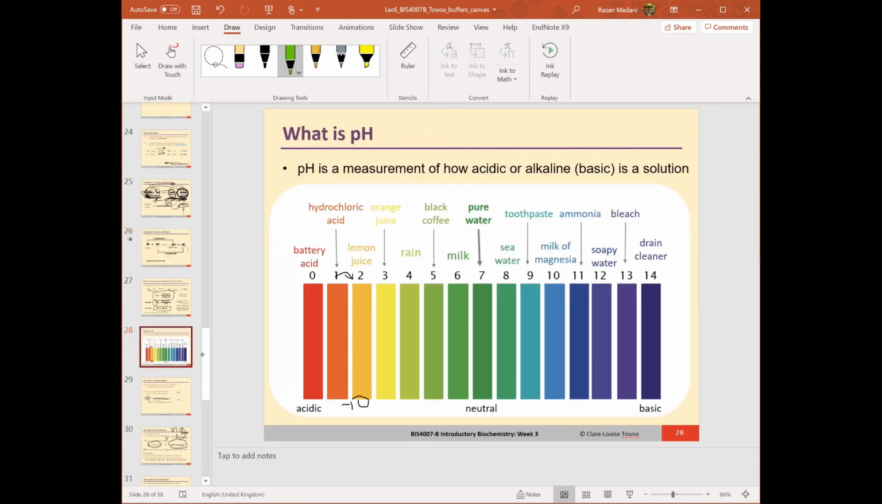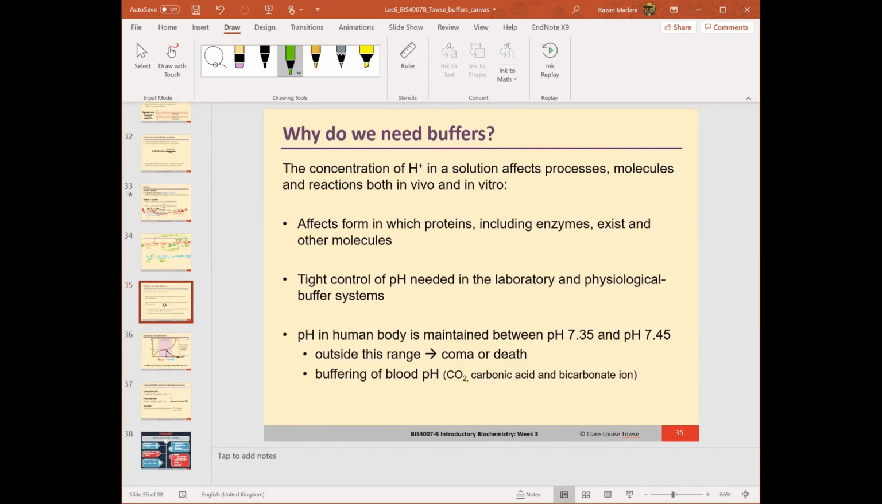Where are we now? The concentration of H plus in solution affects processes, molecules, and reactions both in vivo and in vitro. So in vitro is like the lab one, and in vivo is like in the body. If the cell is inside your body while you're still alive, it's called in vivo. And in vitro is when they take a living cell from your body into a lab.